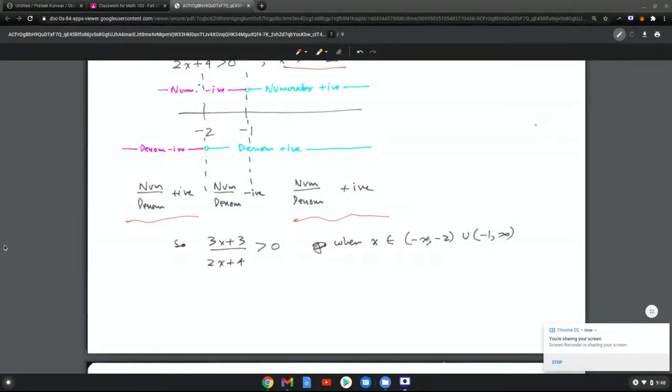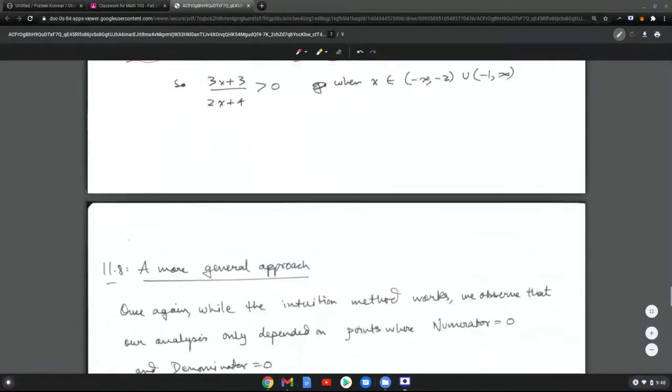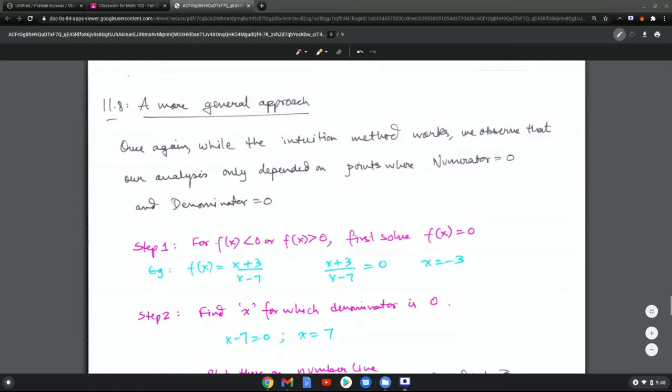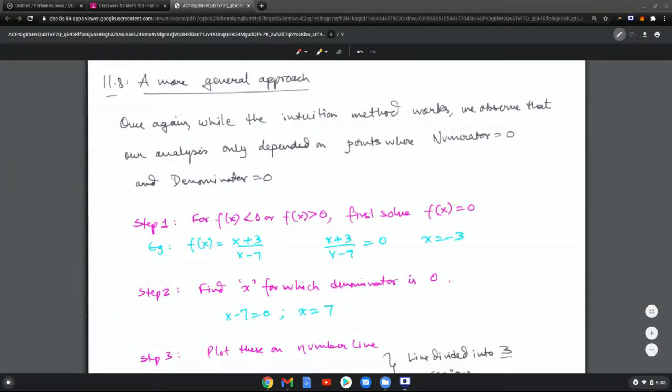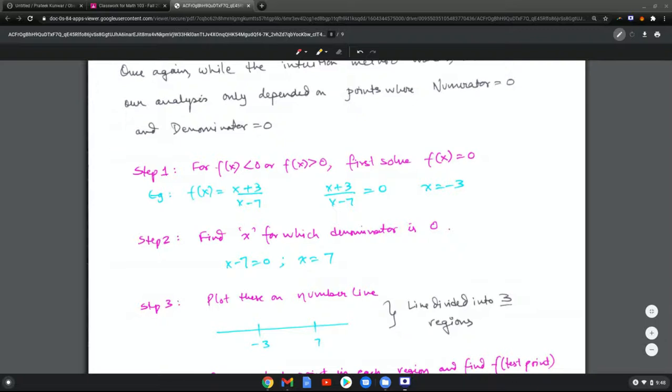Okay. In the previous video, we looked at an intuitive method for solving rational inequality. Now we're going to look at a much more general method. The analysis that we did with our intuitive method depended on just finding out where the numerator equals 0 and where the denominator equals 0, and then looking at that gives us information about where it's positive and where it's negative. So for f(x) less than 0 or f(x) greater than 0, we first find where it is equal to 0, just like in the polynomial case.